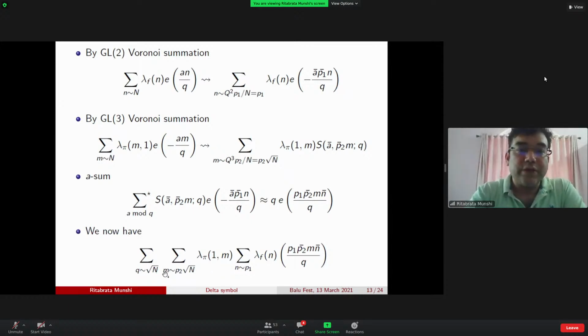So Q is like root N. This is the dual length for the GL3. This is the dual length for GL2. And this is what happened to the basis vectors; these were coming from the basis vectors. After all this transformation, I should have an E over here. It's E of P1, P2 bar, M, N bar by Q.